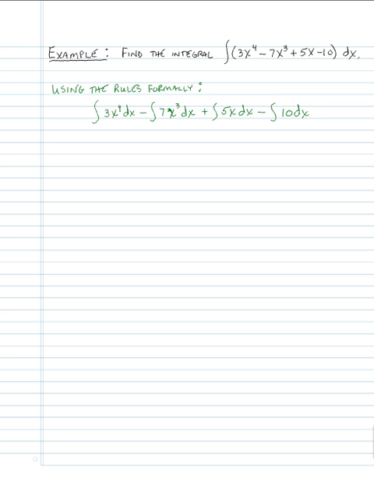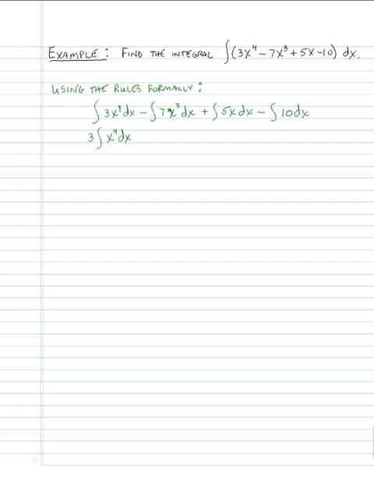Now the second step we could take is when we look at the very first integral, we have a constant 3 times x to the fourth. And so the rule that a constant times a function tells us that we can factor that constant 3 out, take it outside the integral sign, and so then we just have 3 times the integral of x to the fourth.